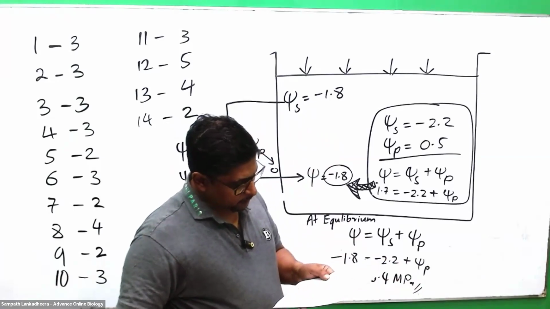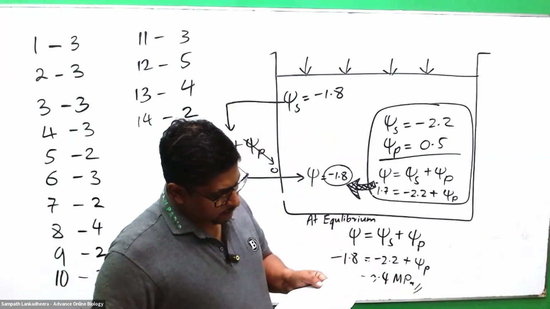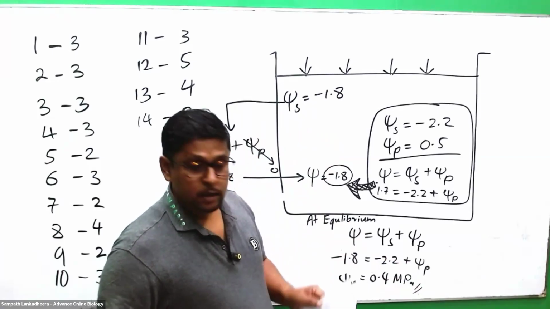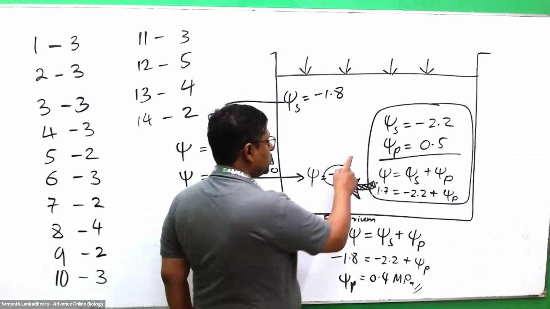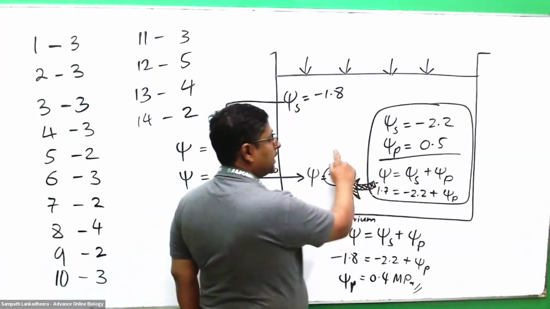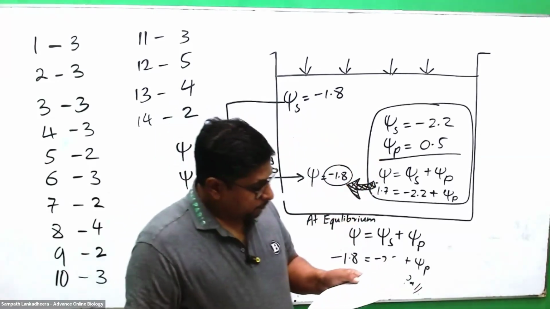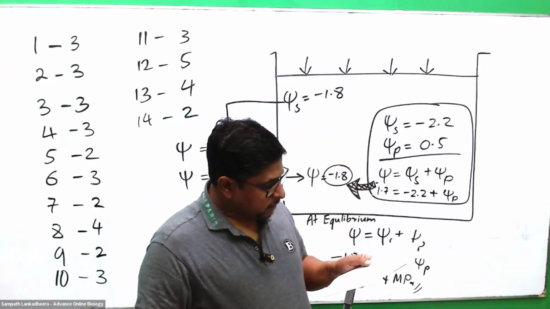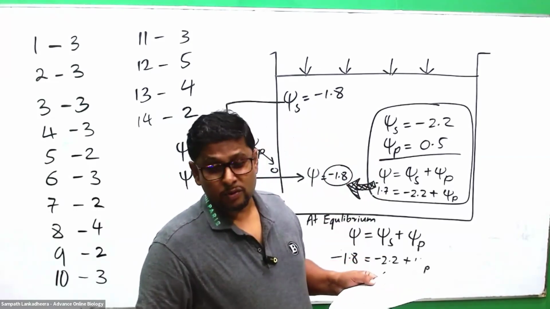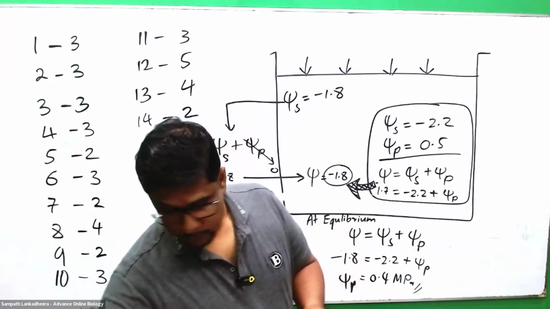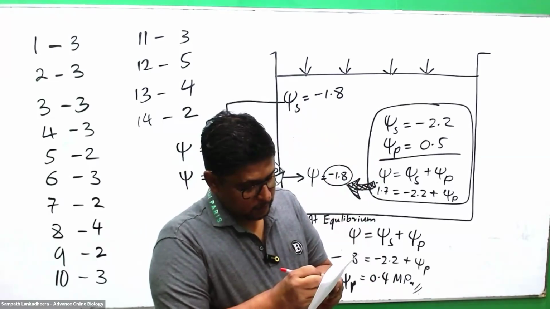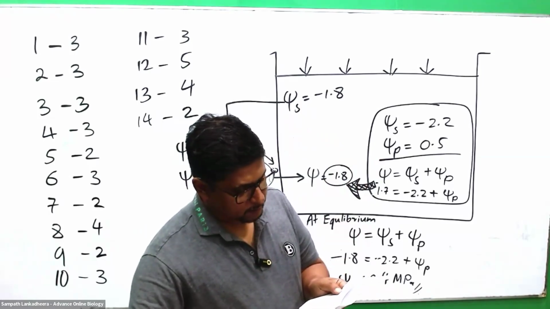Fourth statement: there will be no exchange of solute between the cell and the solution. That is correct. There is no exchange of the solute between the cell and the outer solution. Fourth one is okay. Fourth one is also an answer, if they want us to select the correct statement.